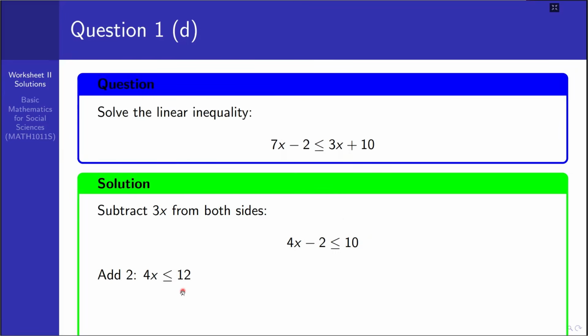And if we divide both sides by 4, we have x less than or equal to 3, so that the solution set for this inequality will be the set of real numbers less than or equal to 3, or the closed interval from 3 to negative infinity. So this interval will be the solution set for this inequality.